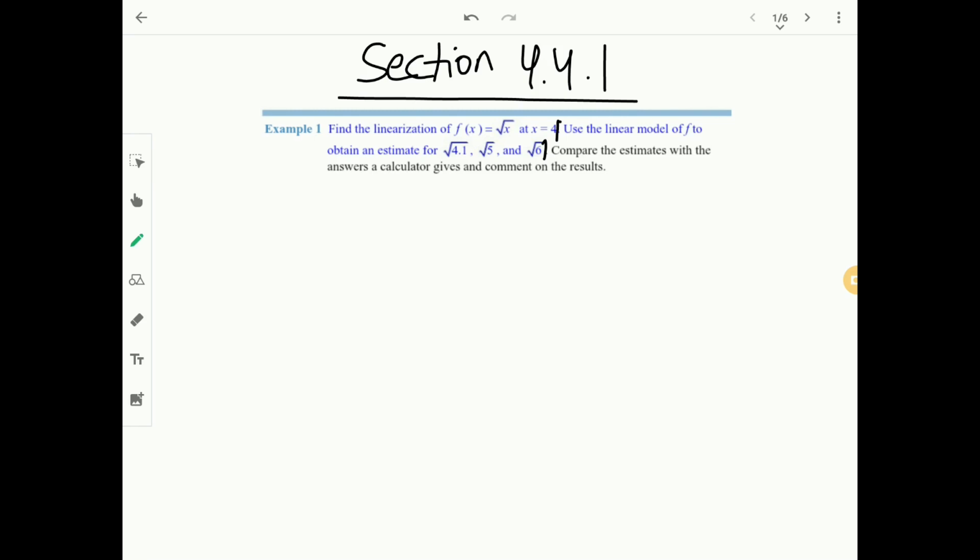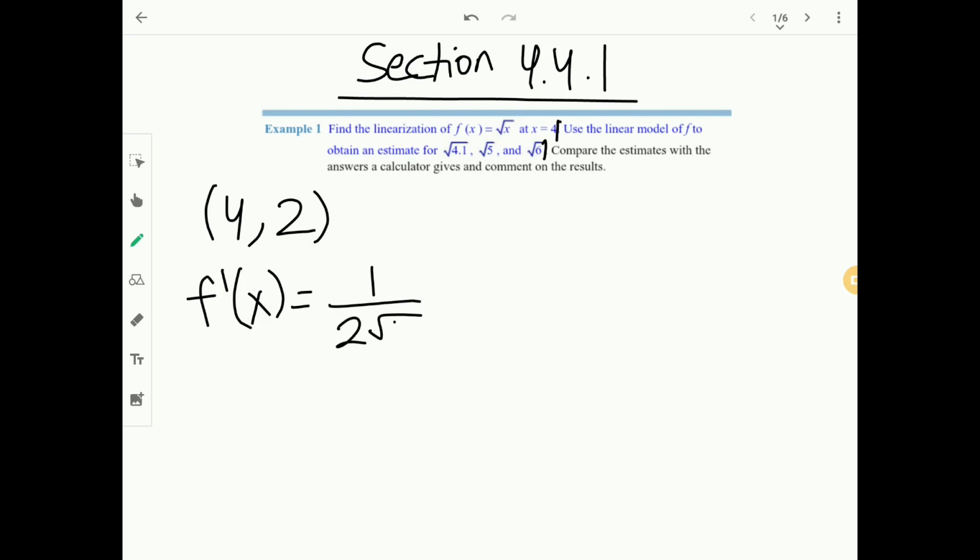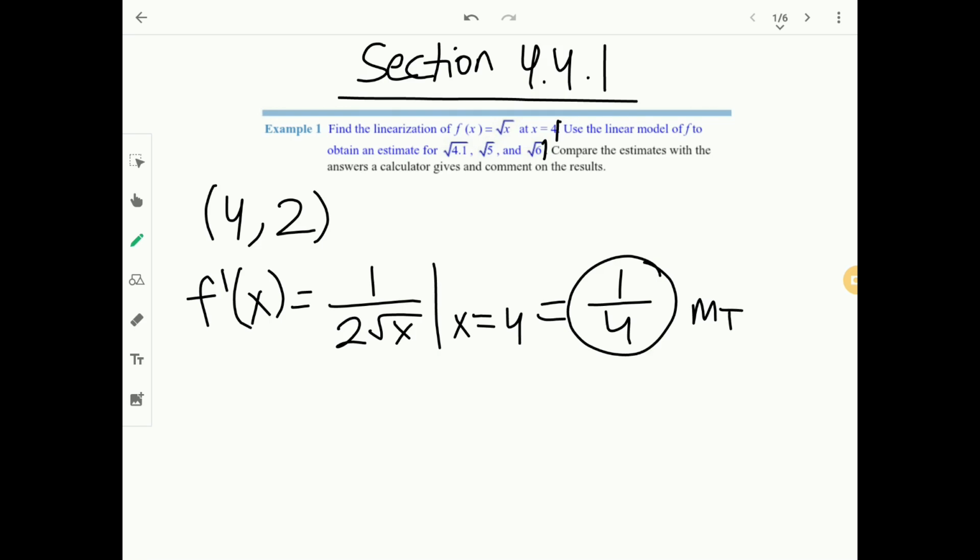First, we find the linearization of f of x equals root x at x equals 4. Let's look at the point first. Since it's 4, we take the square root of 4, which is 2. So this is the point we're looking for the tangent at. What is the derivative? When you have to find the tangent, you have to find the slope. f prime of x is 1 over 2 radical x. Substituting at x equals 4, we get 1 over 4. So this is m, the slope of the tangent.